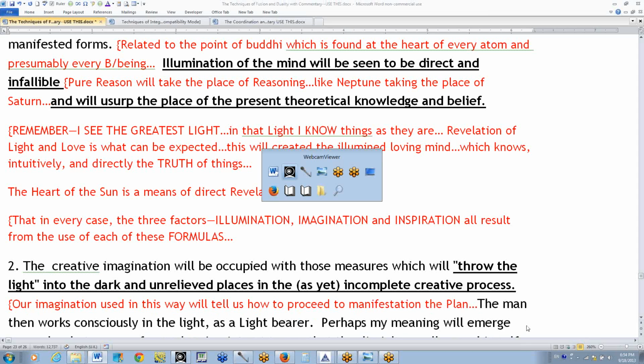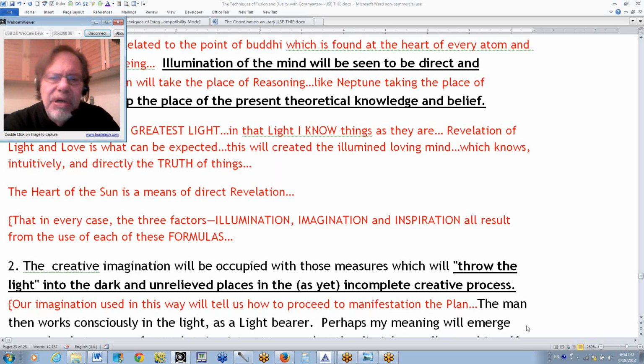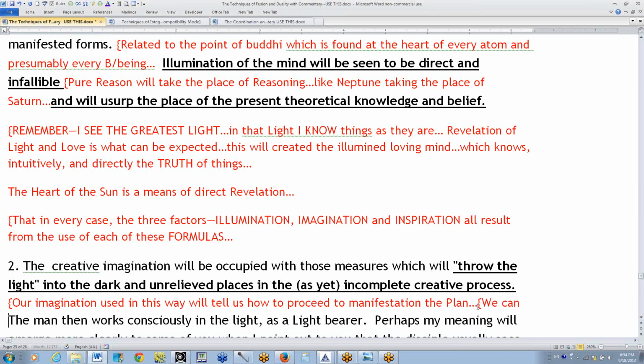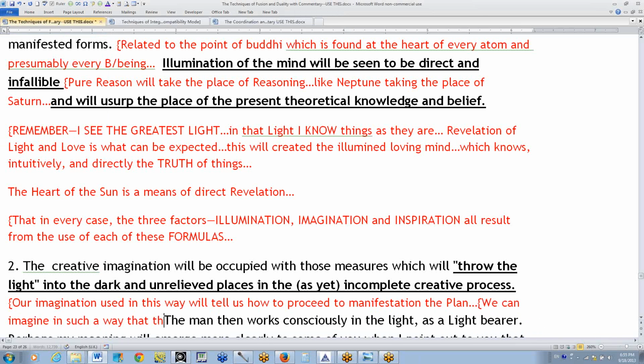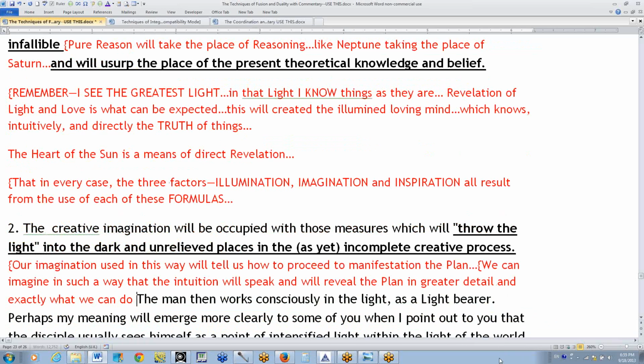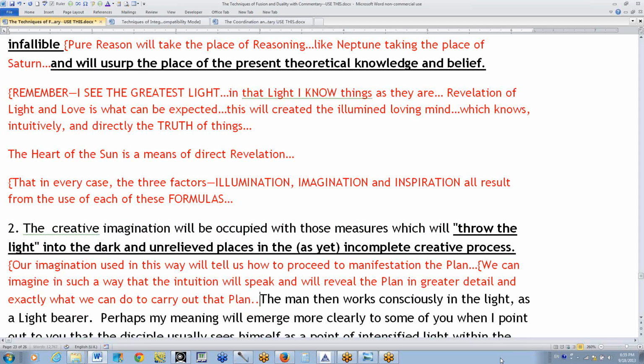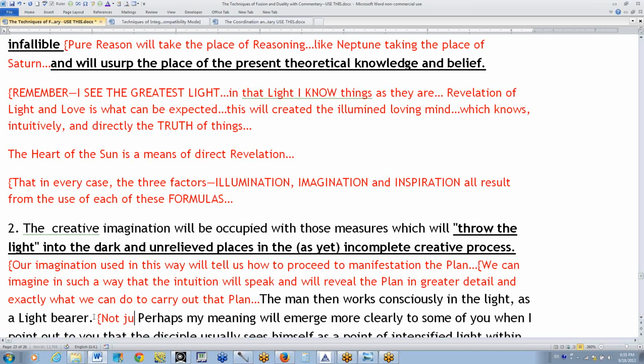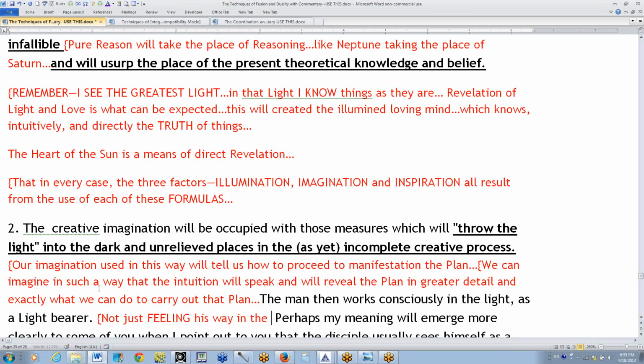Well, in the dark and unrelieved places, we often say, well, I don't know what to do. I know there is a plan that has to be manifested, and I know it tends towards light, love, and power, but what specifically to do in this context? And maybe we can begin to imagine in such a way that the intuition will speak, revealing the plan, and will reveal the plan in greater detail and exactly what we can do to carry out that plan. The man then works consciously in the light as a light bearer, and he's not just feeling his way in the dark.